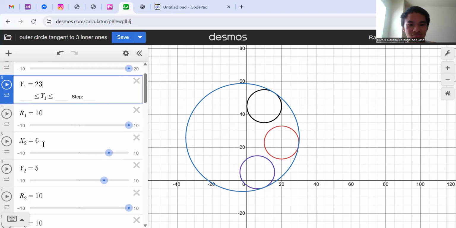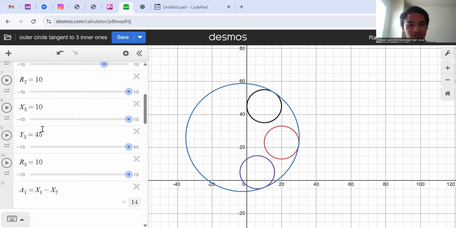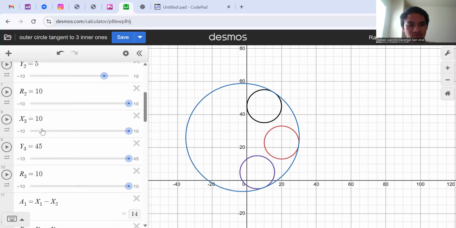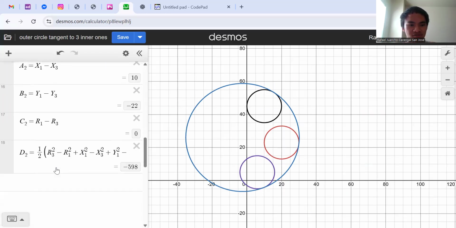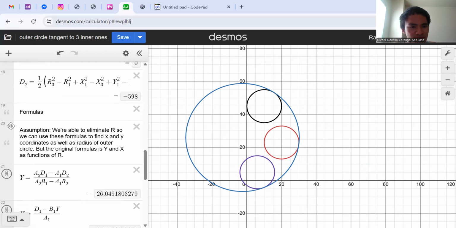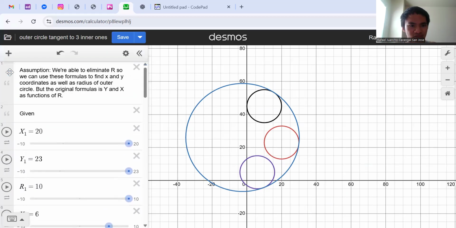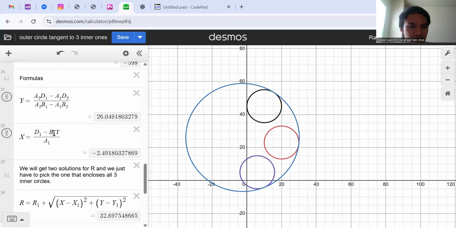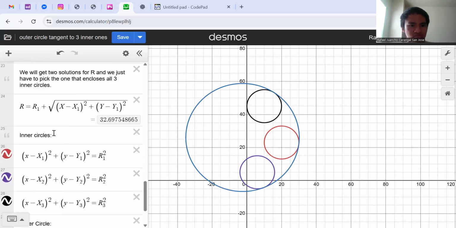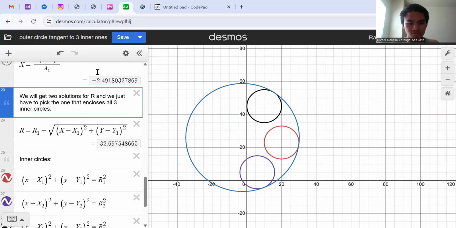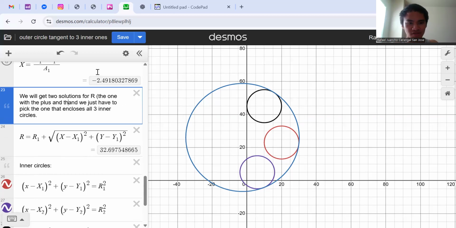Something about this. Actually, I'm gonna put the assumptions above, so that way the one with the plus and the one with the minus.